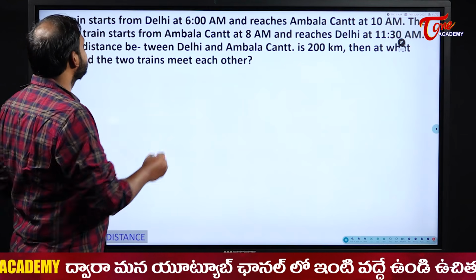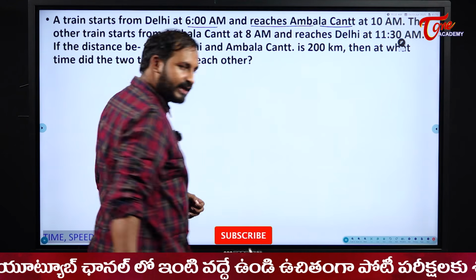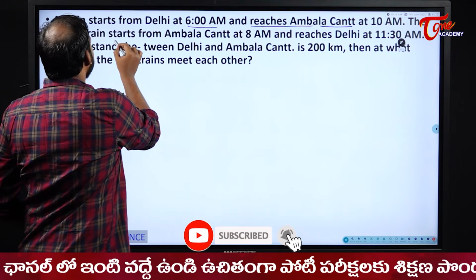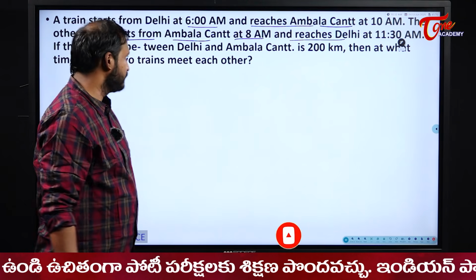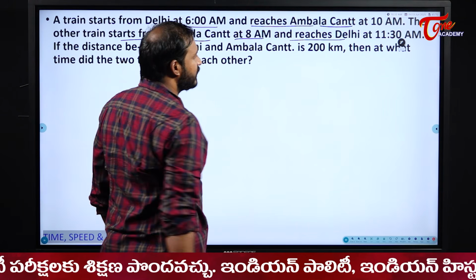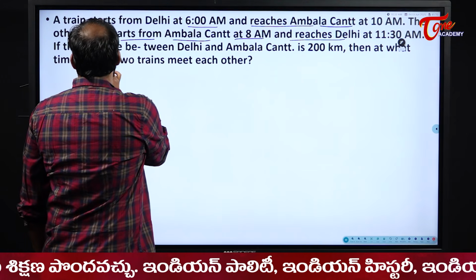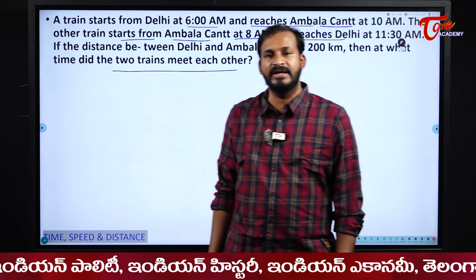A train starts from Delhi at 6 a.m. and reaches Ambala at 10 a.m. The other train starts from Ambala at 8 a.m. and reaches Delhi at 11:30 a.m. If the distance between Delhi and Ambala is 200 kilometers, then at what time did the two trains meet each other?